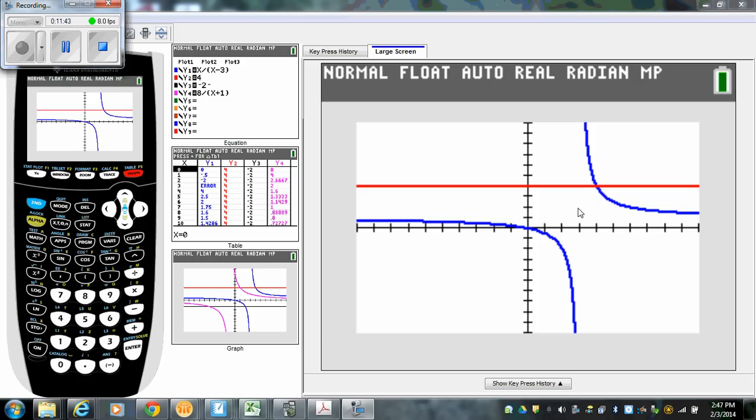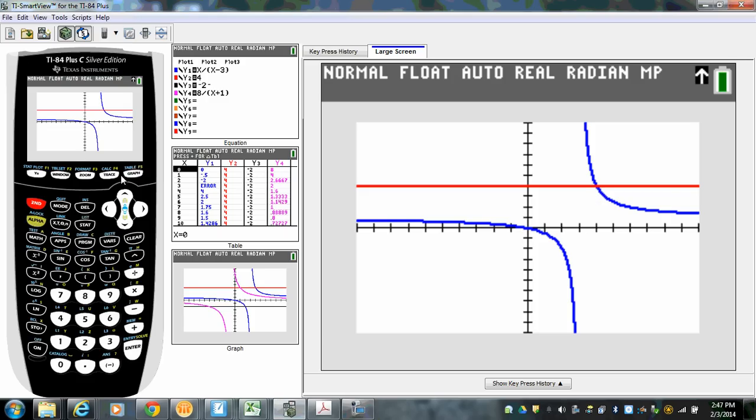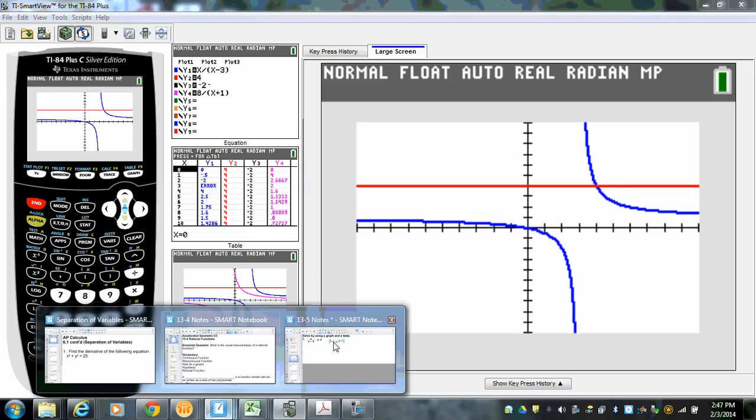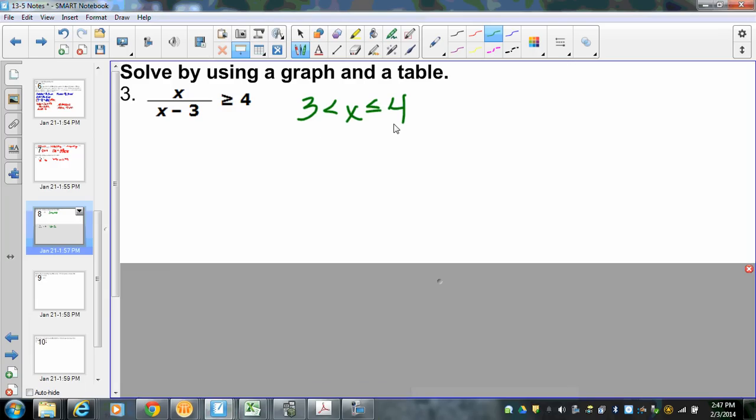So you can use your table to verify it, but you have an asymptote here at x equals 3, and then the intersection point occurs at x equals 4. So your answer for this would be between 3 and 4. Now notice here, my inequality sign was an or equal to. So I included the or equal to on the 4, but not on the 3.